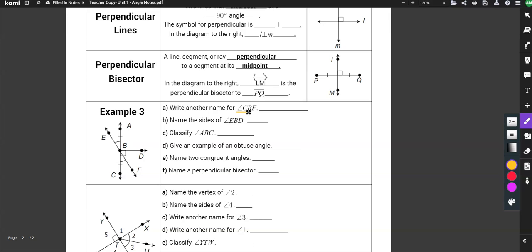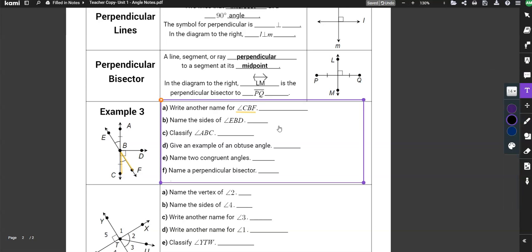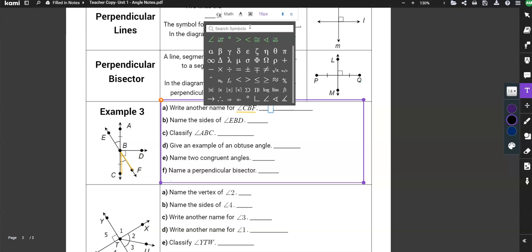So we have angle CBF. It wants us to find another name for it. So CBF is this angle here. So the easiest way to rename that is to just flip the letters. So that's going to be angle FBC.